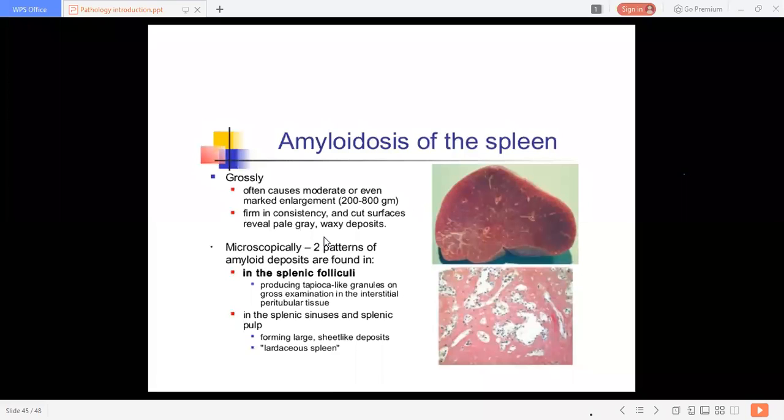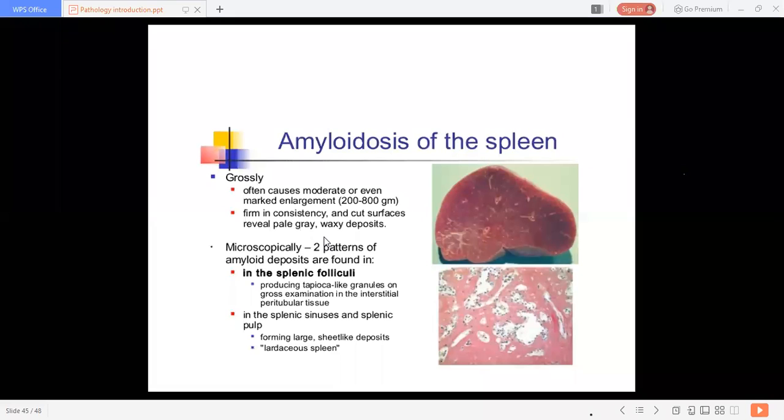Microscopically, there are two patterns of amyloid deposition. In splenic follicles, they produce tapioca-like granules, that is sago-like granules. We can see these sago-like granules or tapioca-like granules on gross examination. Secondly, in splenic sinuses and splenic pulp, the amyloid gets deposited, forming large sheet-like deposits, that is large irregular areas. They get waxy due to this amyloid, and we call it lardaceous spleen.